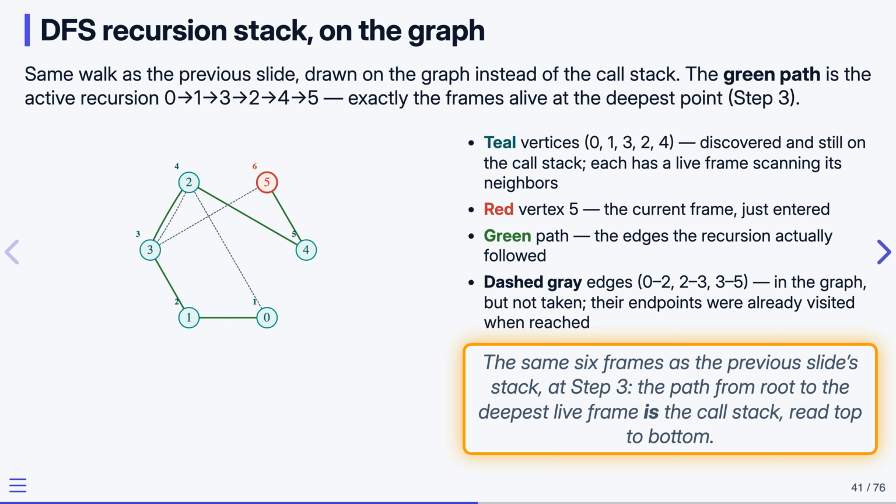The dashed gray edges exist in the graph, but the walk did not take them because their other end was already visited. This is the key idea. The path from the root down to the deepest live frame is the call stack, read from top to bottom. The picture on the graph and the picture on the stack show the exact same 6 frames.